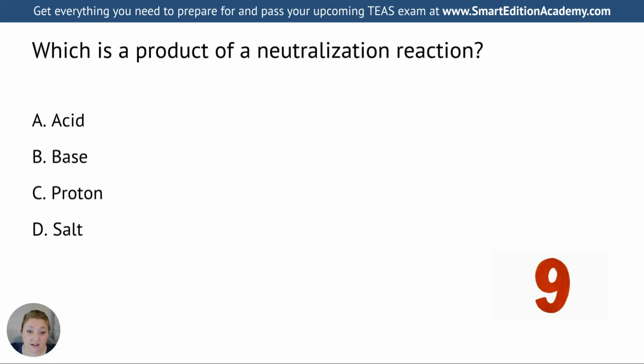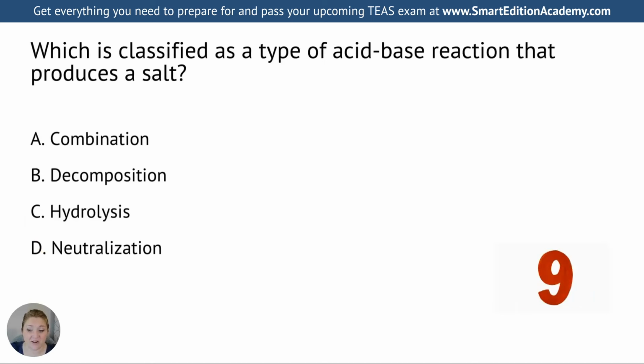Which is a product of a neutralization reaction? Acid, base, proton, or salt? When acids and bases combine, they neutralize, and the products are salt and H2O. So if you said D, you are correct. Here's our next one.